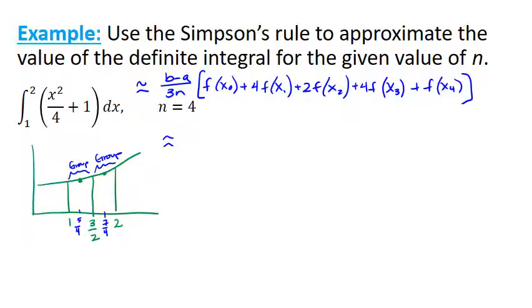B minus a, again, is the interval, so I have 2 minus 1 over 3 times 4. Then x sub 0 is 1, x sub 1 is 5/4, so on and so forth. So I'm just going to fill that in now. And when you are completing this homework, you certainly don't need to show all of these steps if you don't want to. I'm just showing you for illustration purposes.